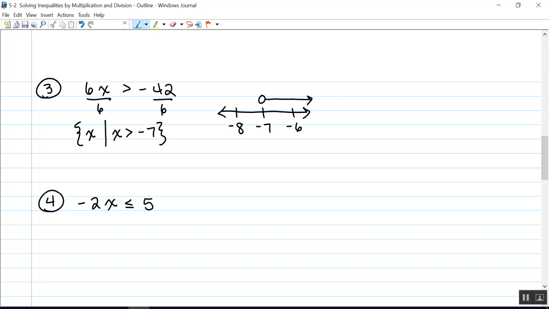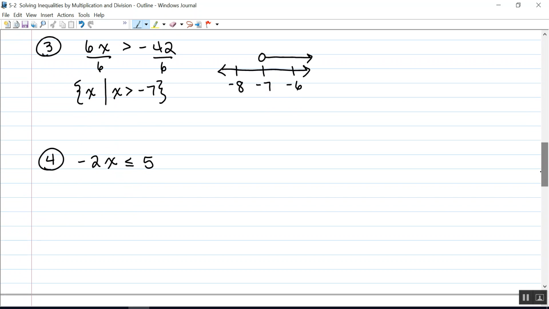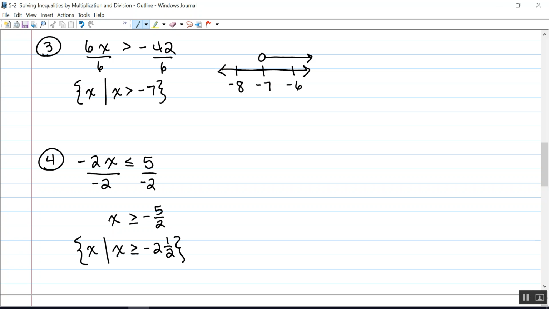Okay, and example number 4, -2x is less than or equal to 5. I'll divide both sides by a -2. So x is, now I divided by a -2, so I do need to flip my inequality. That's -5/2. Since we have to graph this, it might be a little bit easier to write that as a mixed number, -2.5, although I'll accept either one of those.